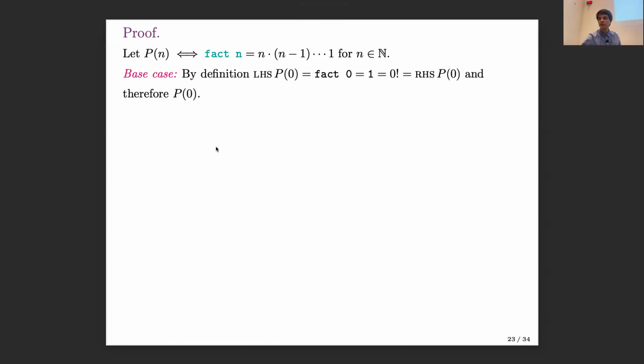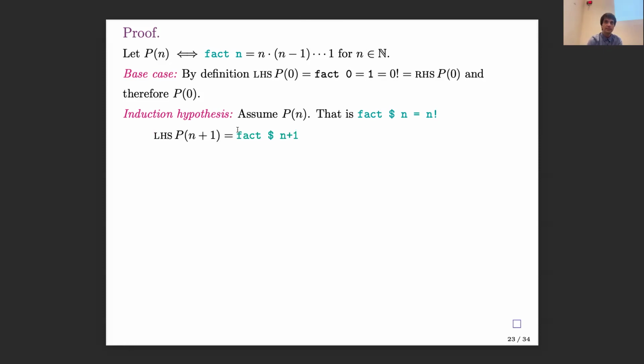What do we do now? What's the next step in induction? I've spun up Pn, I've proved P naught. What's the next thing that we do? Assume Pn, right? So I'm just going to assume that factorial of n is n factorial. That's the inductive assumption. And if the inductive assumption is true, I'm going to show subsequent to the inductive assumption being true that Pn plus 1 is true. So what is Pn plus 1?